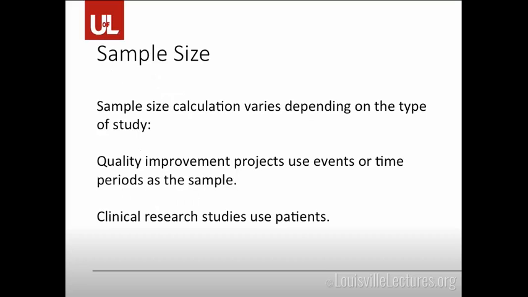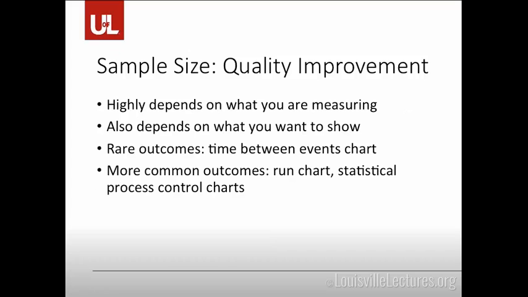And so to continue with sample size, your sample size calculation varies pretty greatly depending on what type of study you want to do. If you're doing a quality or performance improvement project, usually you will use events or time periods as your sample. Clinical research, you're going to use patients, but there's also many different types of studies. These are just two of them, as we've discussed today. So in performance and improvement, even here, it's highly dependent on what you're measuring and what you want to show.